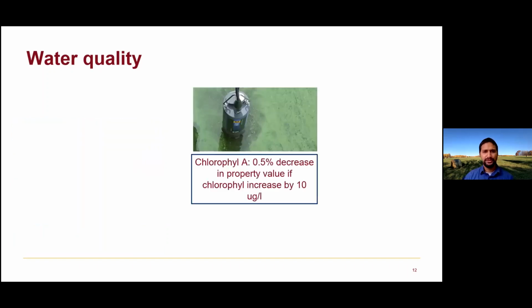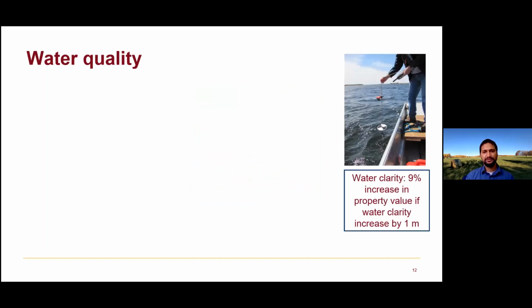We also looked into what happens if there is an increase in chlorophyll A in the lake water. For chlorophyll A alone, we find a 0.5% decrease in property value if chlorophyll increased by 10 micrograms per liter. We also looked into water clarity. We find a 9% increase in property value if water clarity increased by a meter. That way, we find that people care about water clarity, people care about chlorophyll A, and people care about whether a lake or a stream is impaired or not while purchasing their homes.